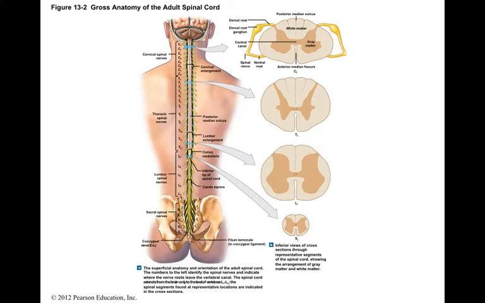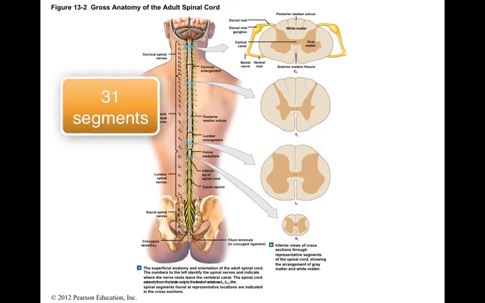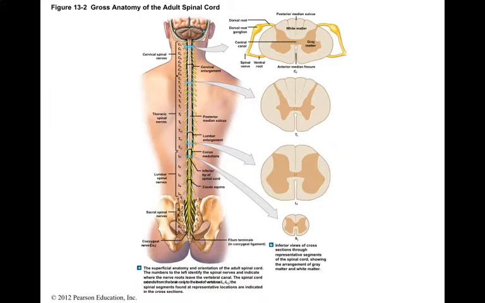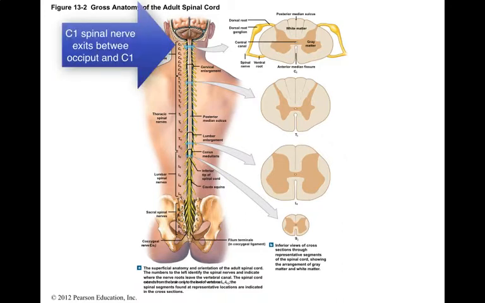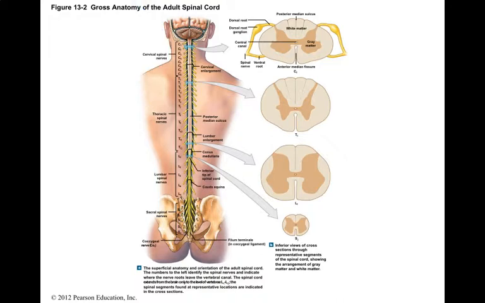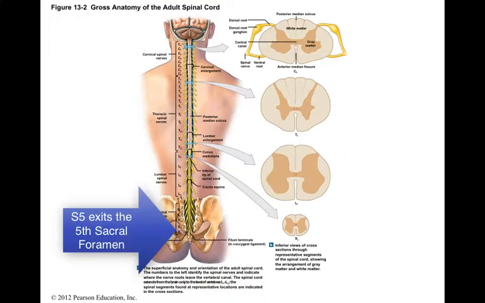The entire spinal cord can be divided into 31 segments on the basis of the origins of the spinal nerves. A letter and number will designate the spinal nerve, beginning at spinal nerve C1 that exits the intervertebral foramen between the occiput and C1, and ending at the spinal nerve S5 that exits the fifth sacral foramen.